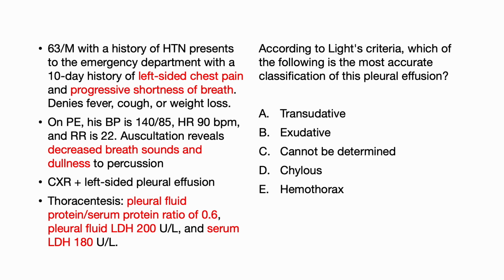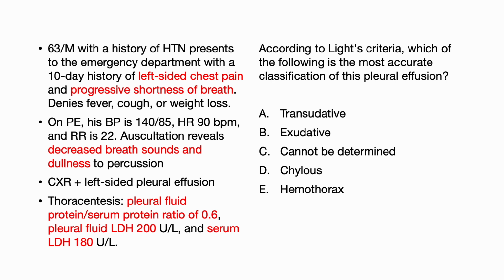The correct answer is exudative pleural effusion. According to Light's criteria, a pleural effusion is classified as exudative if it meets at least one of the following criteria. The pleural fluid protein over serum protein ratio greater than 0.5, the pleural fluid LDH over serum LDH greater than 0.6, the pleural fluid LDH is more than two-thirds of the upper limit normal for the serum LDH.